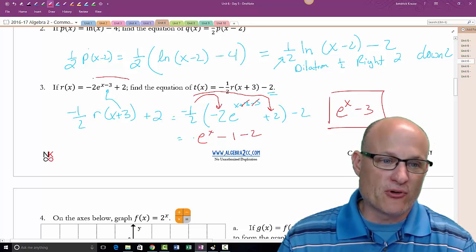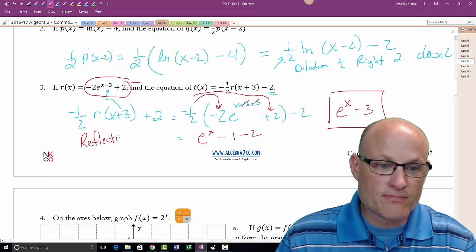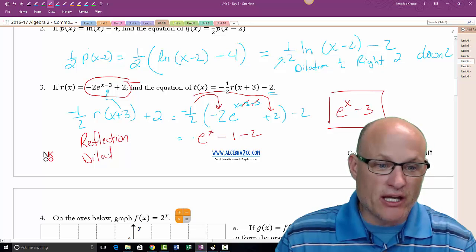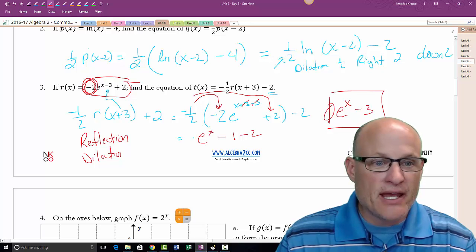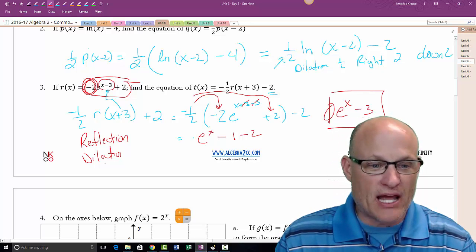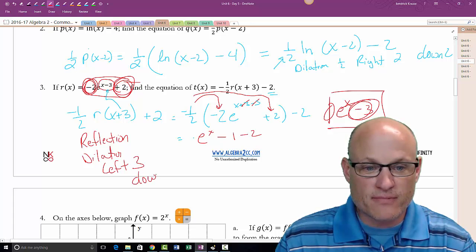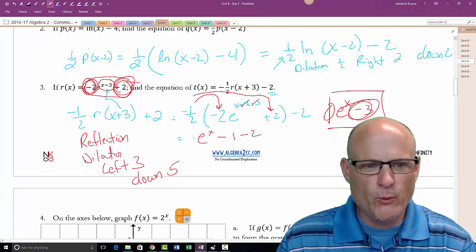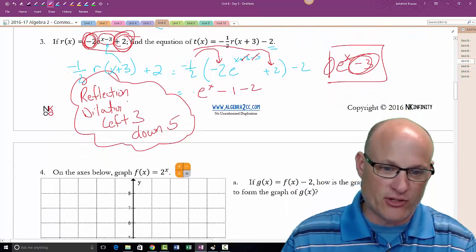So how does that differ from this? So it's a reflection. It's a dilation because it changed from being a negative 2, well, from being a 2 to being a 1. And it moved because it used to have minus 3. That means it was right 3. Now it moved just back, so it went left 3. And it was up 2, and now it's down 3, so that means down 5. All that happened? Oh, that's tough. I think we're going to investigate that one in class using a calculator.